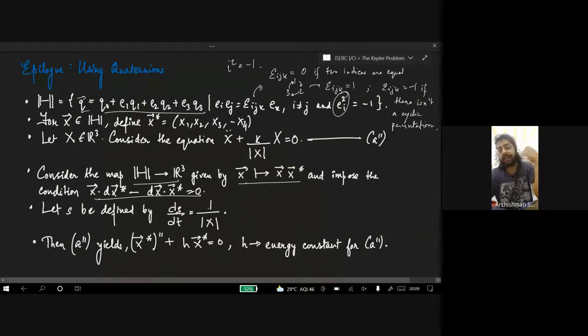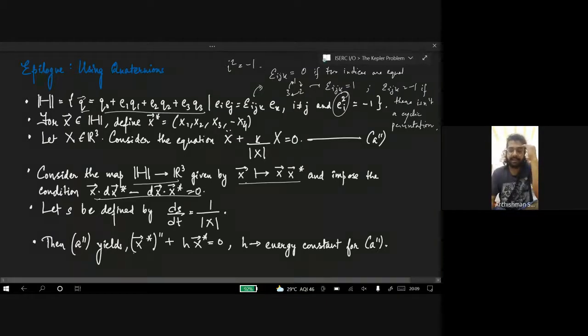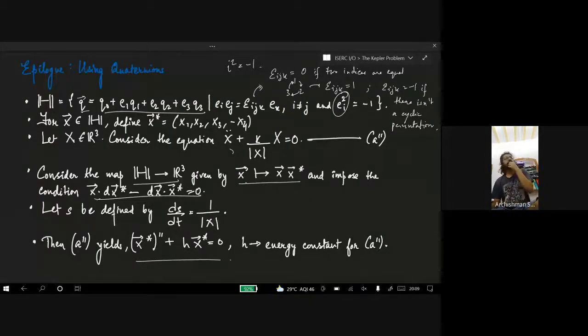And then you can take a time transformation, as we did in the case of complexification. Once you take this time transformation, you can show that in this starred space, the Kepler problem leads to a harmonic oscillator problem in quaternions. One thing you can work out is that in the case of quaternions, this is not a dual problem. So if you start with a harmonic oscillator problem, you don't get a Kepler problem back.